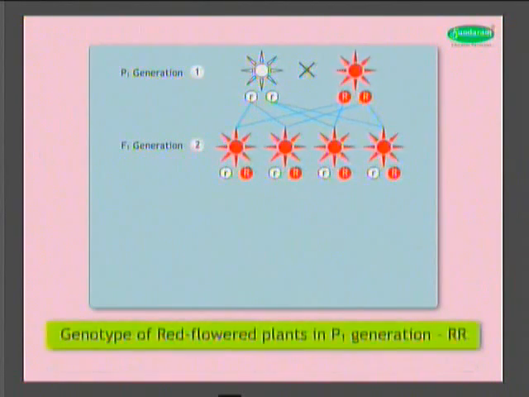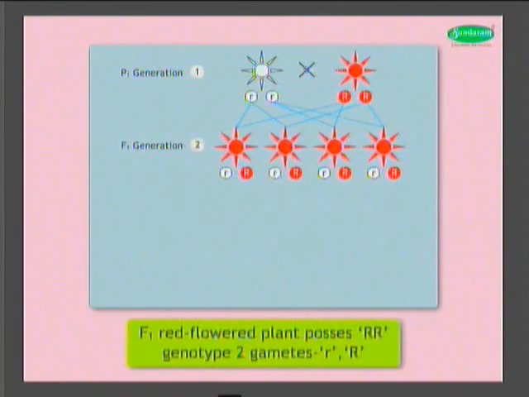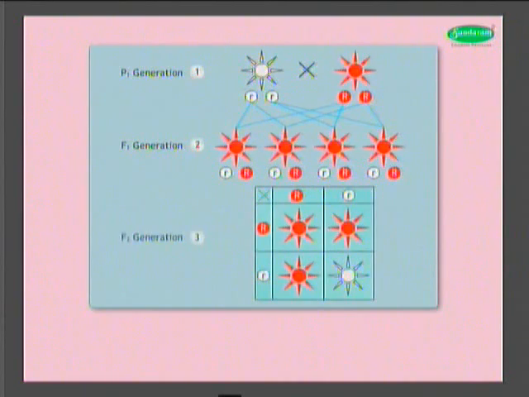genotype. Red-flowered plants in the P1 generation have the RR genotype and thus produce only one type of gamete, R. The F1 red-flowered plant possesses the Rr genotype and thus produces two types of gametes, namely R and r. Mendel continued with his experiments and allowed the F1 plants to self-pollinate in order to produce the second filial generation, F2. The second filial generation, F2.